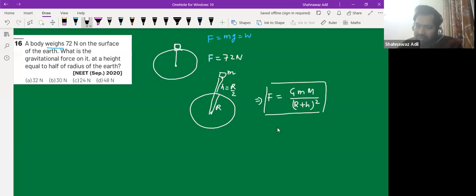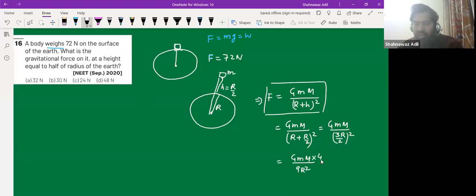But they have given the value of this H. So this H is R by 2, right? Then we can write this as G M m divided by R plus R by 2, which is 3R by 2, whole square. So this would be how much? This is G M m, and this is 9R square, and this 2 goes upstairs. So this is 4, right?